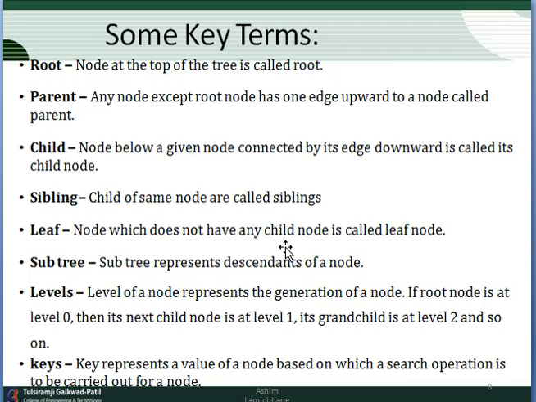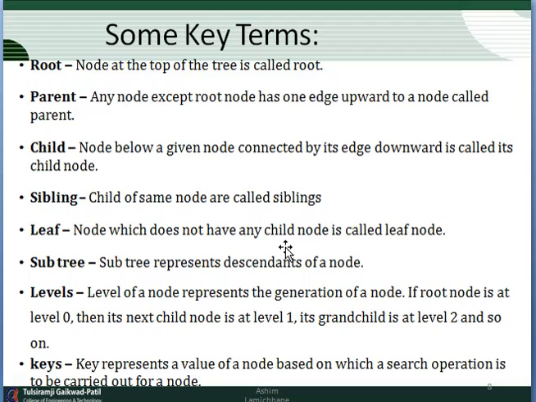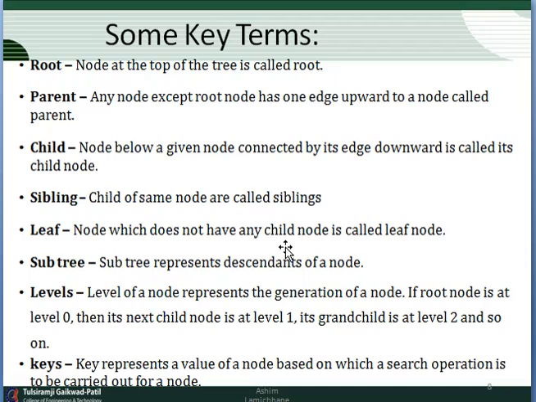Next is child. A node below a given node, connected by its edge downward, is called a child node. Look, the child nodes are B, C, D, E, F, G, H, I, J, we can say, because they have parents with them, or they originated from some parents, so they are called child nodes.